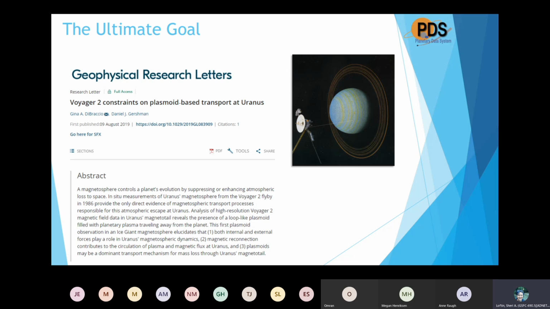A couple of scientists actually in my building at NASA, Gina DiBraccio and Dan Gershman, used Voyager 2 data to discover new magnetic field properties of Uranus. 33 years after the data was collected, it's still usable, it's available. That's what you want. You want to use the data for as long as possible.